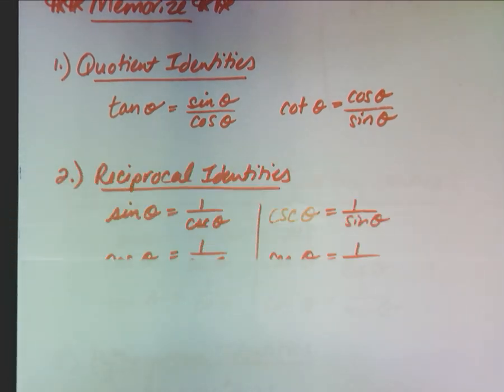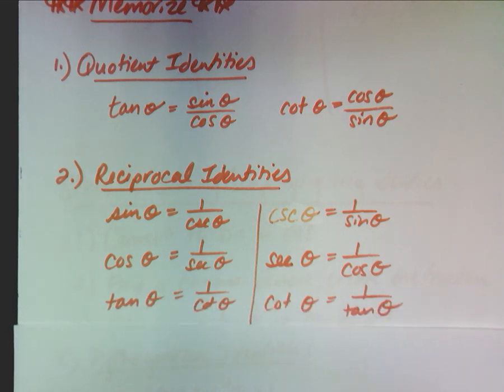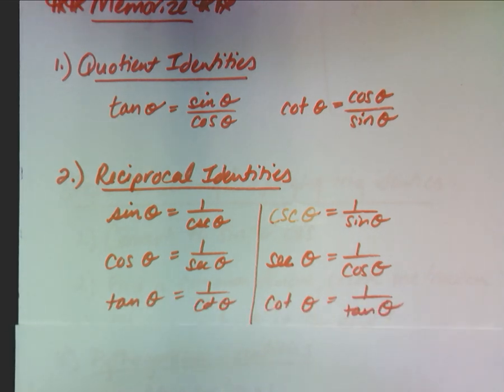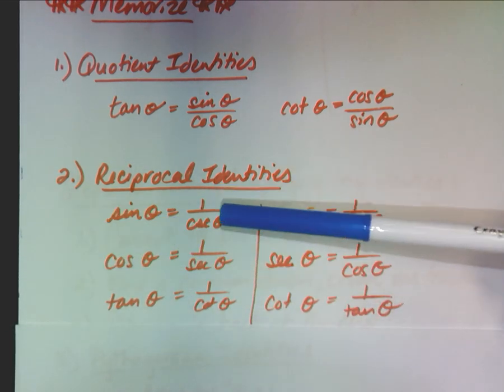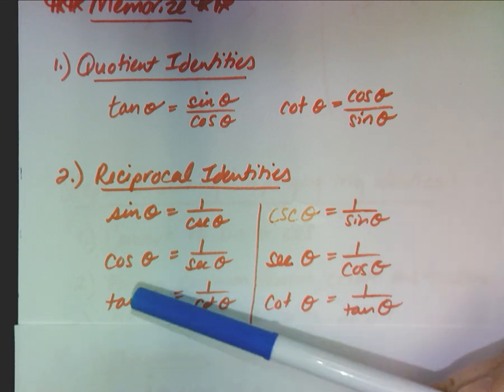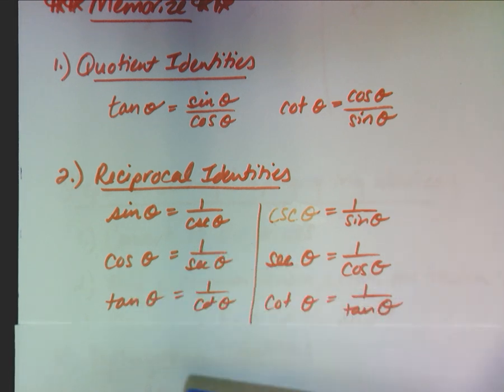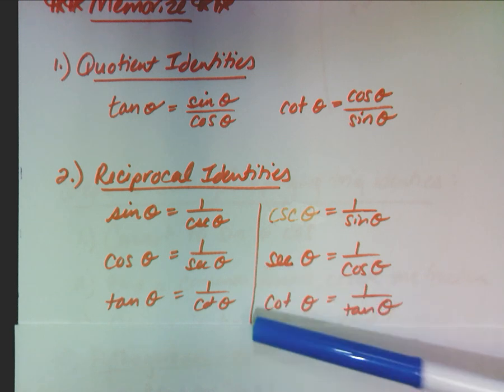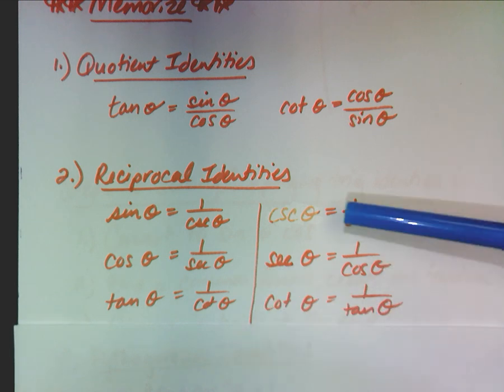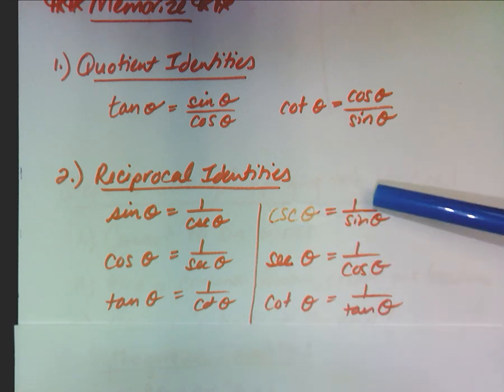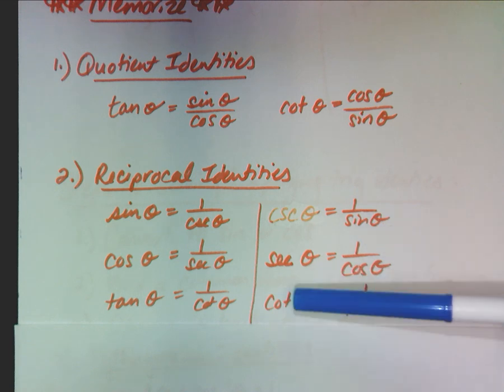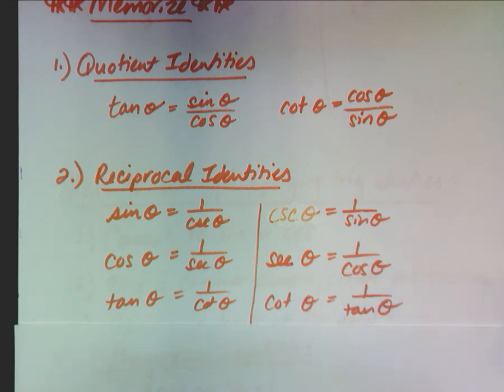All right. Then we've got the reciprocal identities. You've actually already been introduced to these too, and you should know these. The reciprocal of sine is 1 over cosecant. The reciprocal of cosine is 1 over secant. The reciprocal of tan is 1 over cotangent. And then cosecant can be written as 1 over sine. Secant can be written as 1 over cosine. Cotangent can be written as 1 over tan.